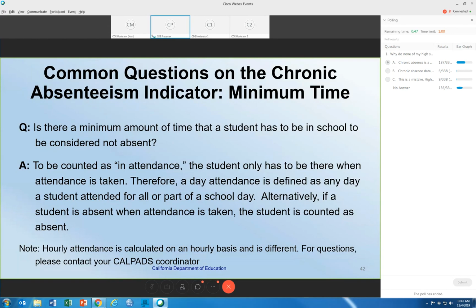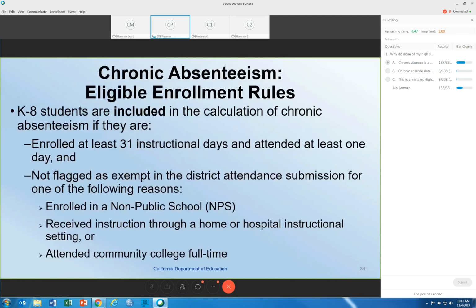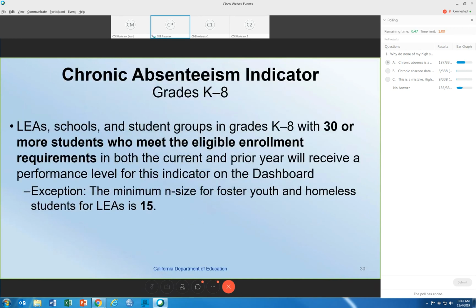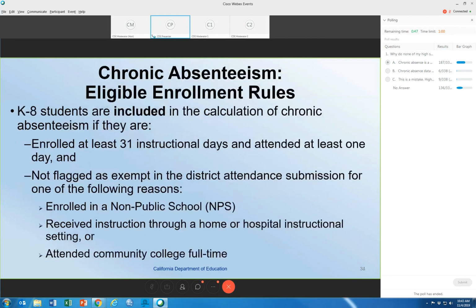After that, we're going to get into some CALPADS data tips. So, let's go back and answer some questions that we have on chronic absenteeism. Sure. So we have a lot of questions about slide 30, so if you could bring up slide 30, that would be helpful. So, there is a question about, let's see, please clarify the "not flagged as exempt in the district attendance submission for one of the following reasons." That's on slide 30. Yeah. It's there. Yeah, there you go.